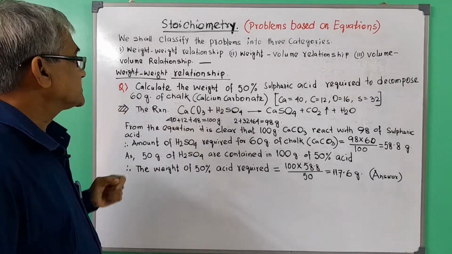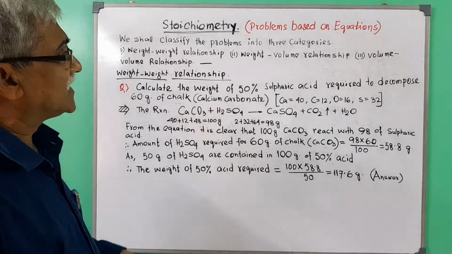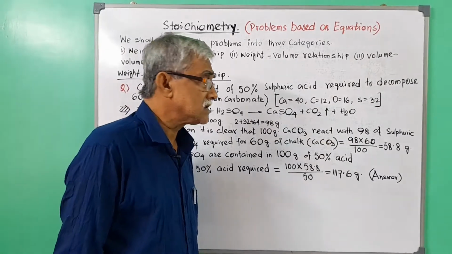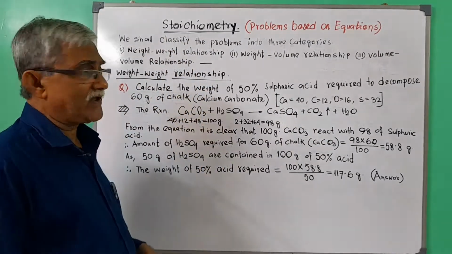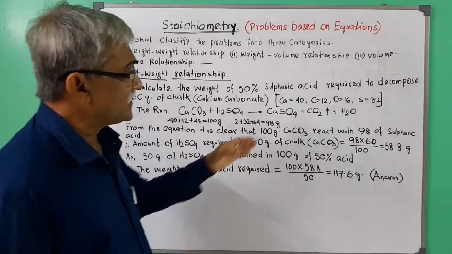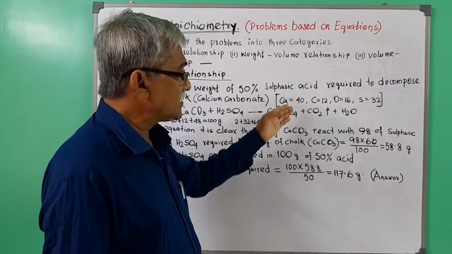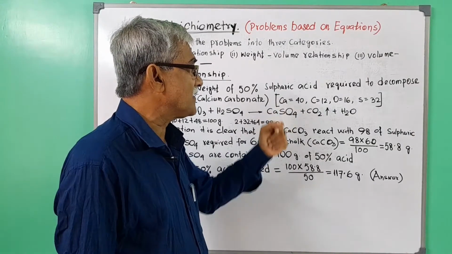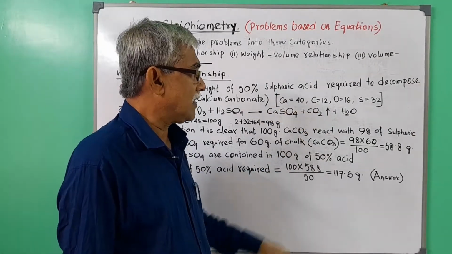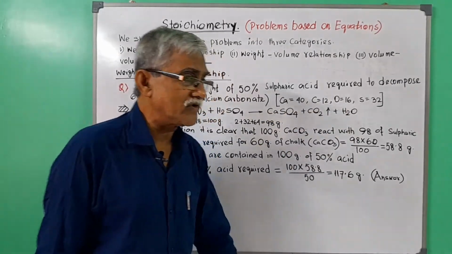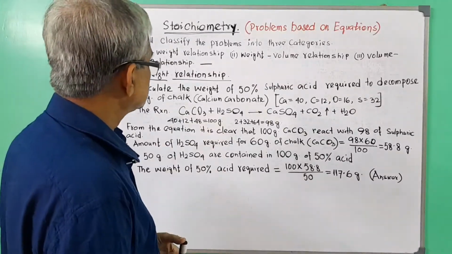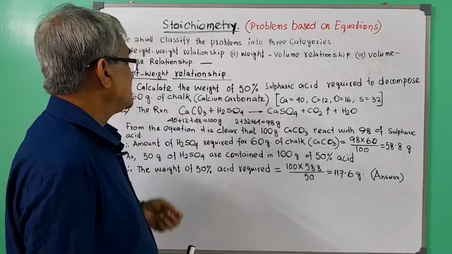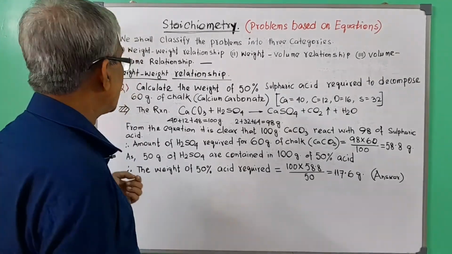The first problem: calculate the weight of 50% sulfuric acid required to decompose 60 grams of chalk. You know, chalk is calcium carbonate. It is given Ca 40, the relative atomic mass of calcium is 40, carbon 12, oxygen 16, and sulfur is 32. Now, to work it out, first let us find out the balanced chemical reaction.